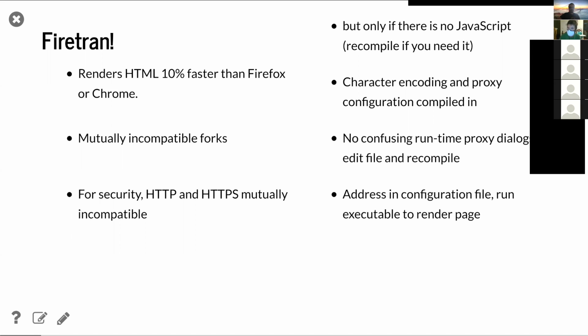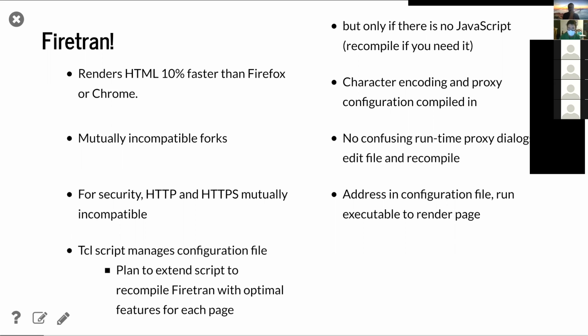The address goes in a configuration file. You don't have any location bar. You put it in the configuration file, run the executable, you get the page faster. There's a Tickle script now because we found that that was kind of cumbersome. There's a Tickle script that manages the configuration file, and there's a plan to extend the script to recompile Firetran with optimal features for each page. It's open source, but the development is private.